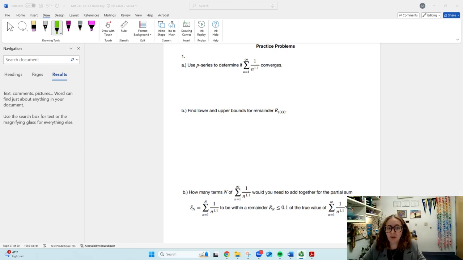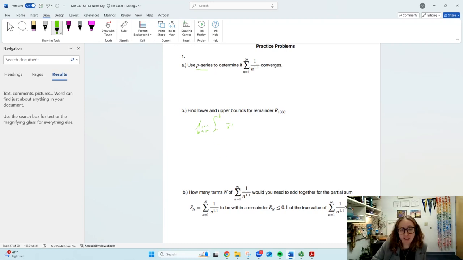Okay, so for the hints that we have here, you can definitely use p-series to show that this converges. My hint for this one is to look at the integral of that series or of that sequence that I have up here as b is approaching infinity. So this will be like our b value. And a smart thing to do would be you can either keep this as an n, or we're looking for the lower and upper bounds for the remainder, so you could also keep that as 1,000. That would be our lower and our upper bound.